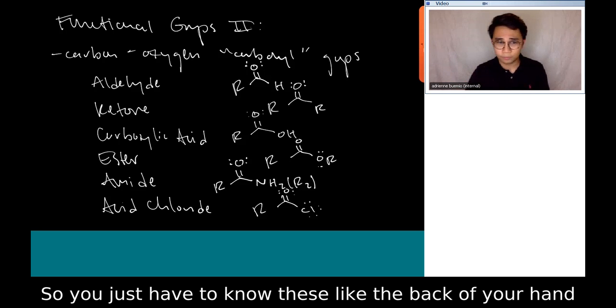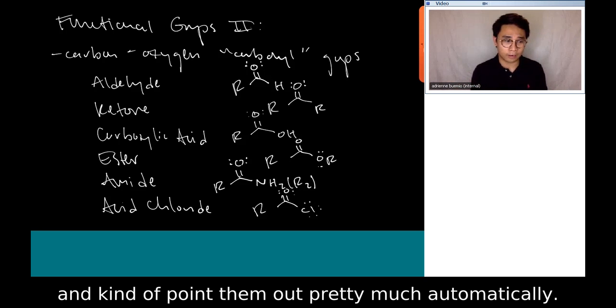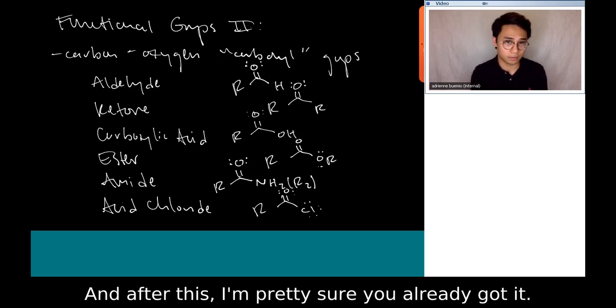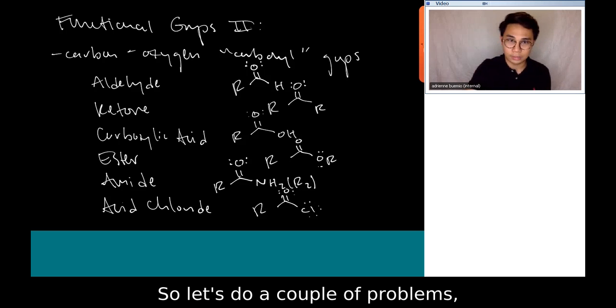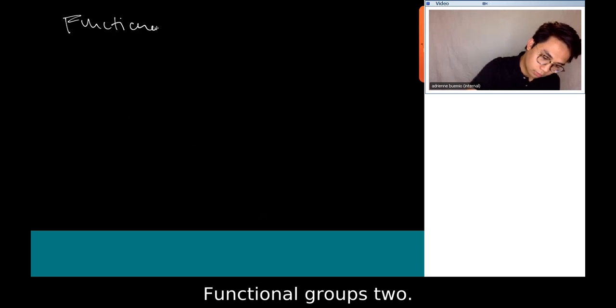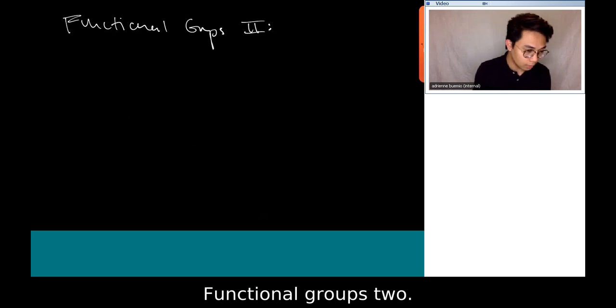So you just have to know these like the back of your hand, right? And point them out pretty much automatically, and you will be able to do that with practice. And after this, I'm pretty sure you already got it. So let's do a couple of problems, and hopefully they fit in one page. Functional groups two. Okay, so let's see this one.